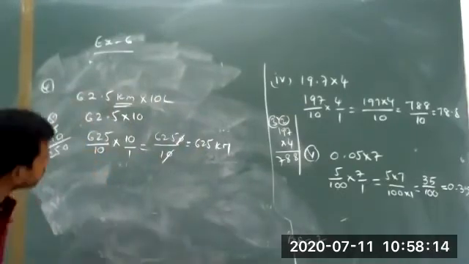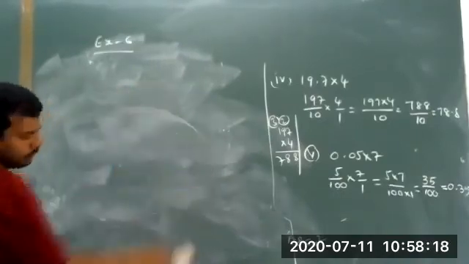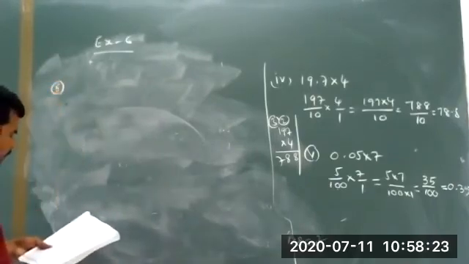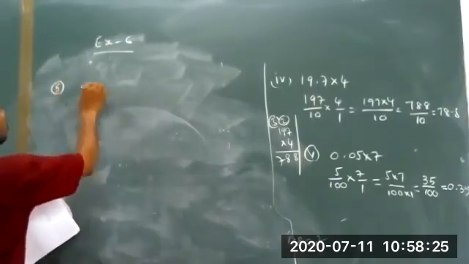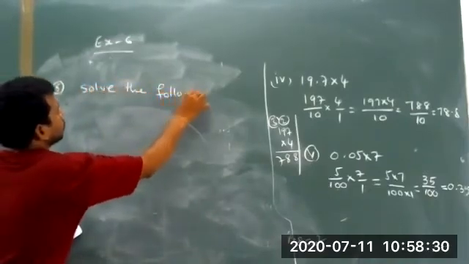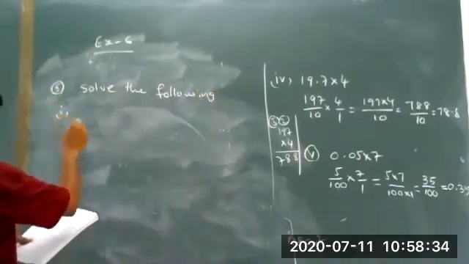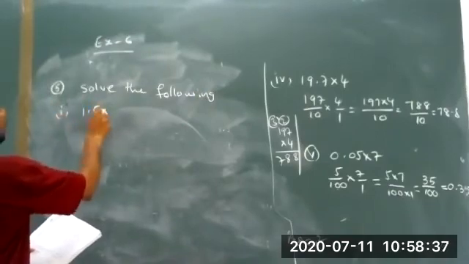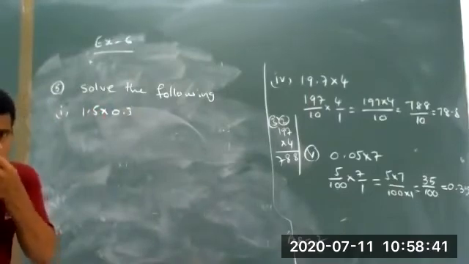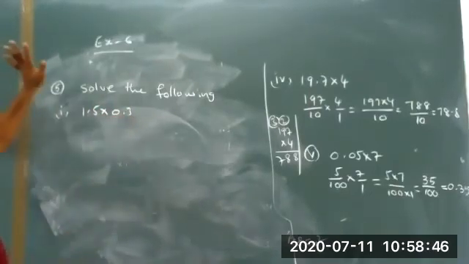Next big one. Solve the following. First problem. 1.5 into 0.3. So take this. This is a decimal number. This is also a decimal number.